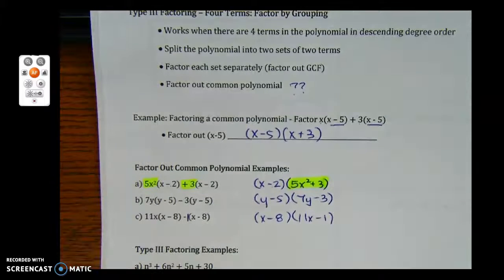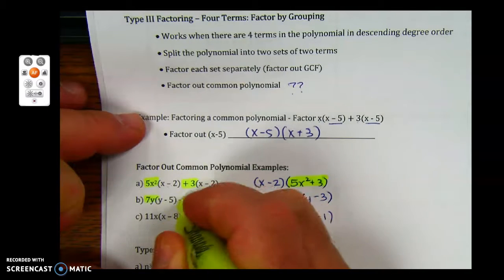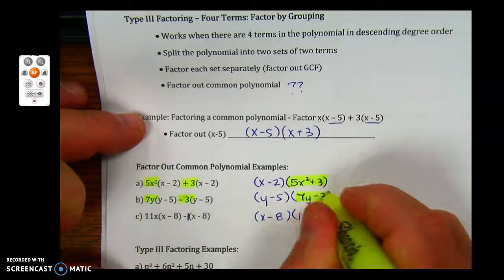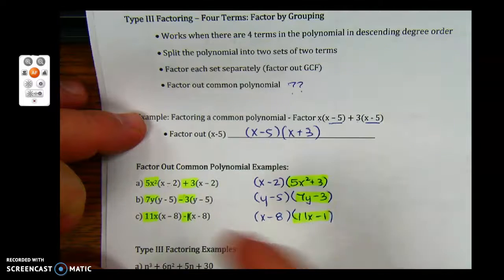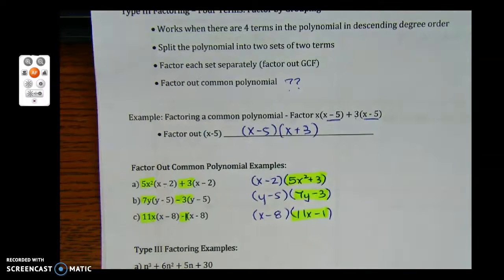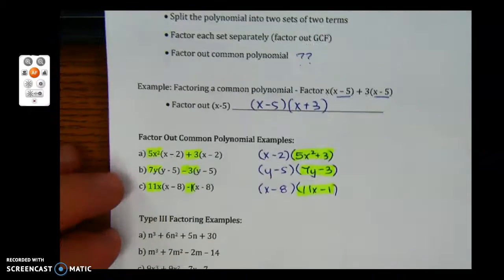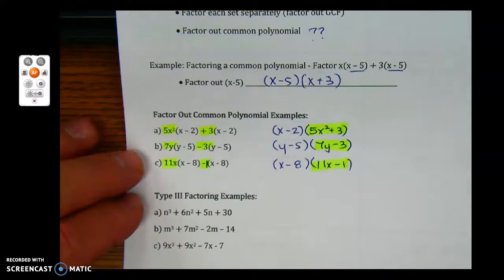Okay? All right, just to make sure. So whatever comes out front here combines to be the second binomial. Whatever is repeated is the first binomial, okay? All right, now we're going to have to do the entire problem on our own. They're not going to be already pre-set up for us.